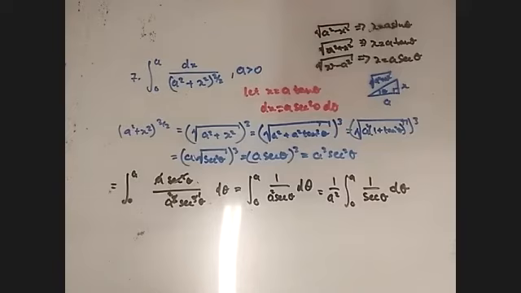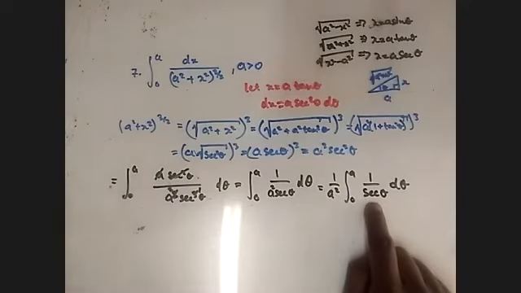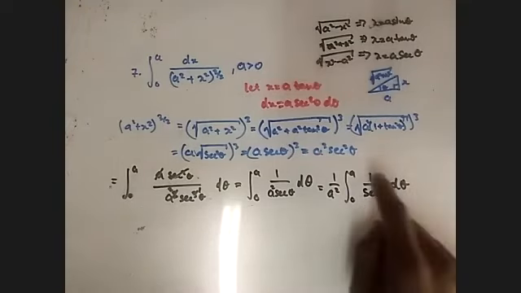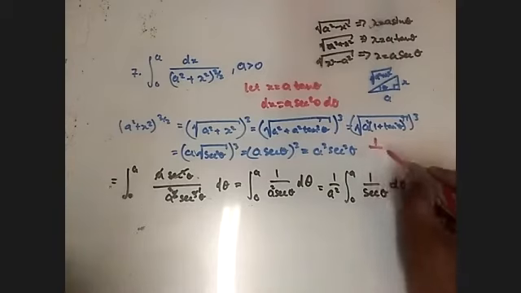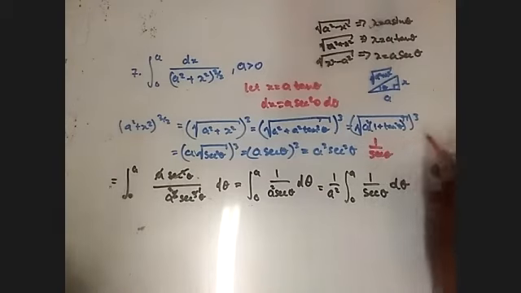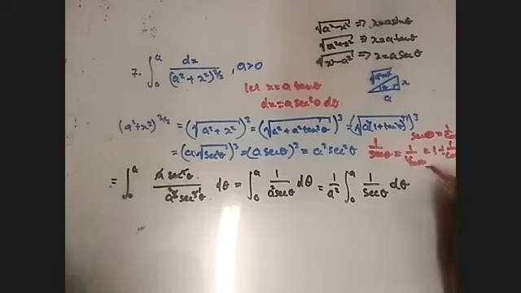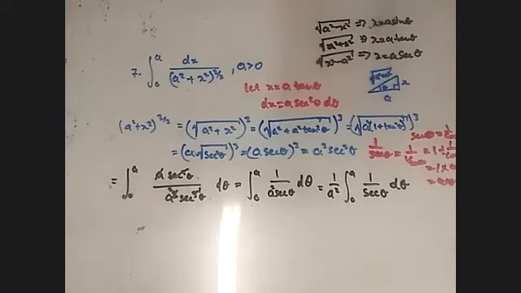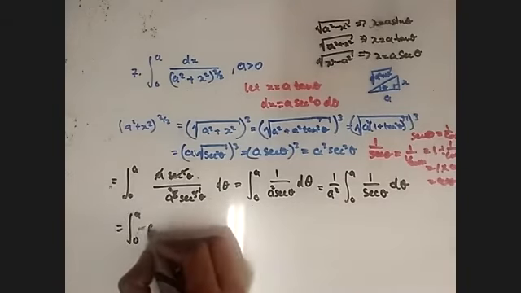So since sec is the multiplicative inverse of cos, 1 over sec must be equal to cos. Should I prove it? If I've got 1 over sec of theta, and we know that sec of theta is given by 1 over cos of theta, this means we've got 1 divided by 1 over cos of theta, which is 1 multiplied by cos of theta, which is just cos of theta. So rather than writing this whole thing, I can just say this is equal to the integral from 0 to a of cos of theta.